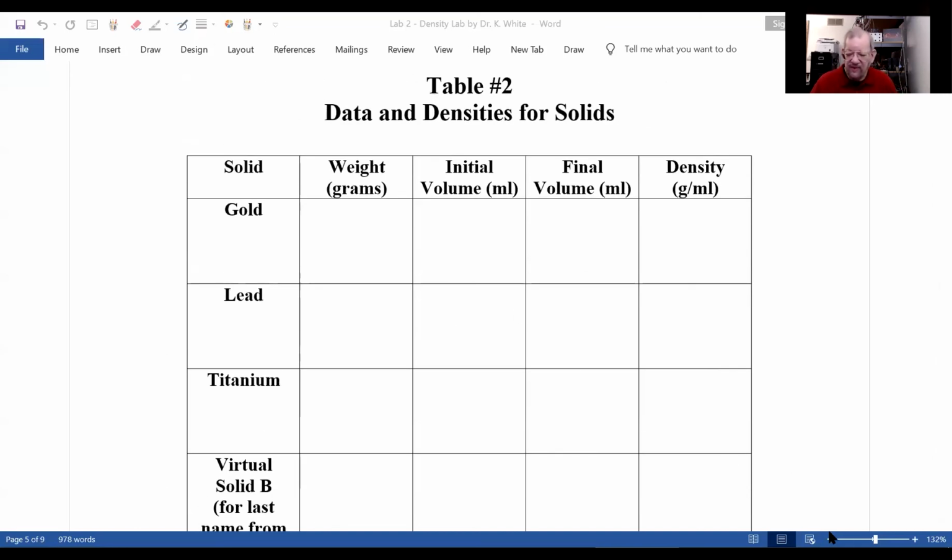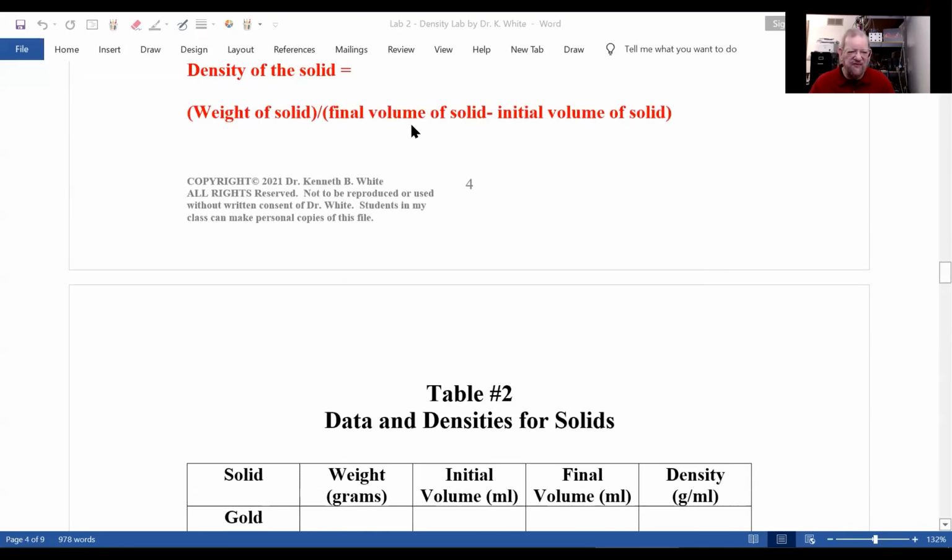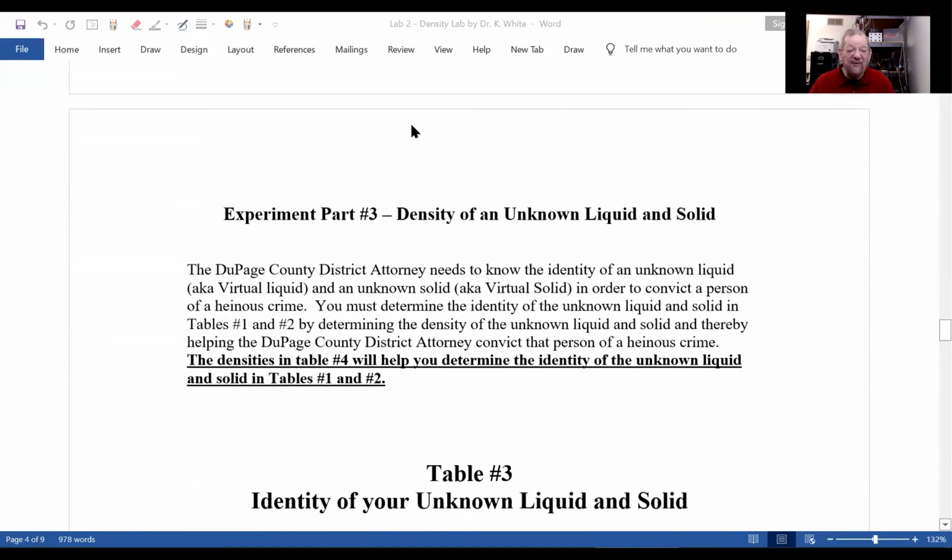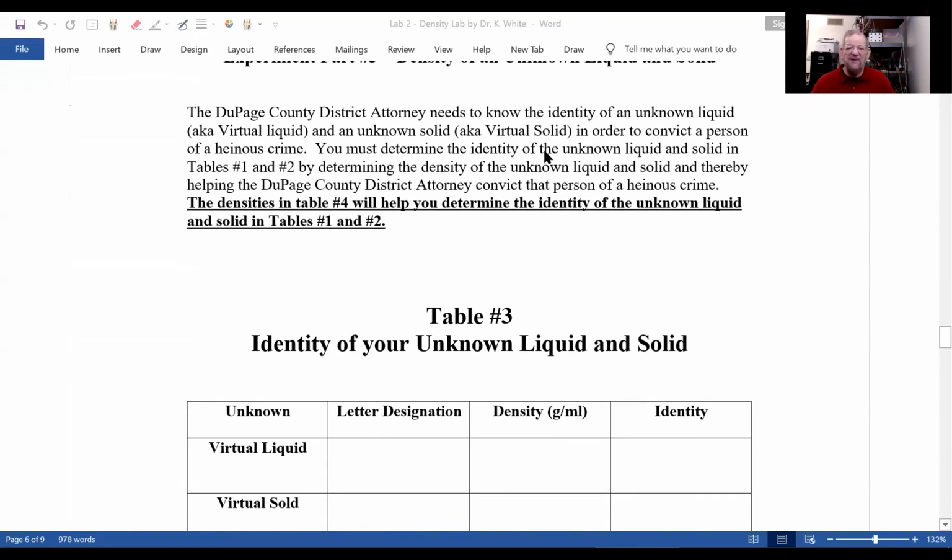And in table 2, you'll put in densities, or actually weight, initial volume, final, and calculate the density based on this formula up here. Now, to make things interesting, there's a part 3. Now, the DuPage County District Attorney needs to know the identity of the unknown liquid, otherwise known as the virtual liquid, and the unknown solid, AKA your virtual solid you did above, in order to convict a person of a heinous crime.